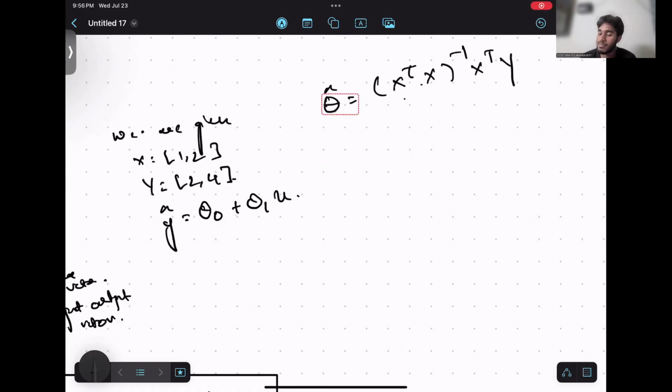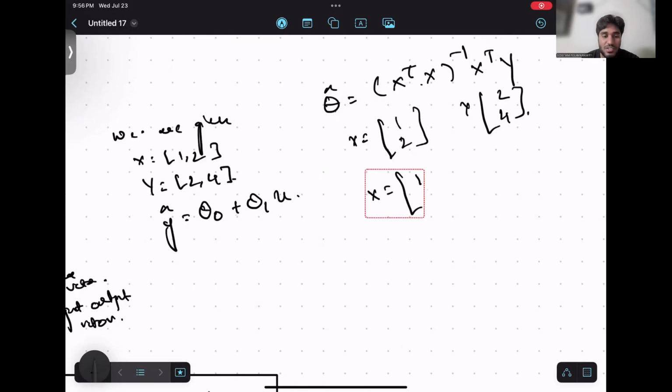Here X^T represents X transpose, and this represents the inverse of this multiplicative matrix, and again X^T represents X transpose, and y represents the output feature vector, which is what we desire. So we are given inputs x equals 1, 2, and y equals 2, 4. Let's add a bias column to x now, because we already learned the importance of the bias column. So we'll add a bias column of 1s to x.